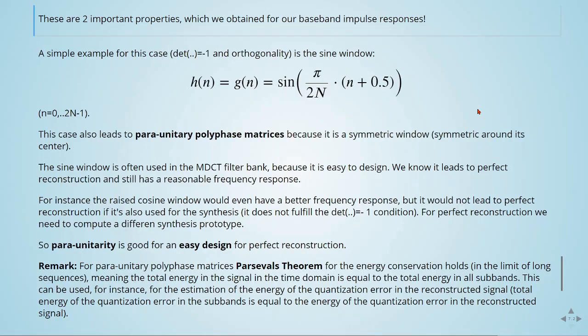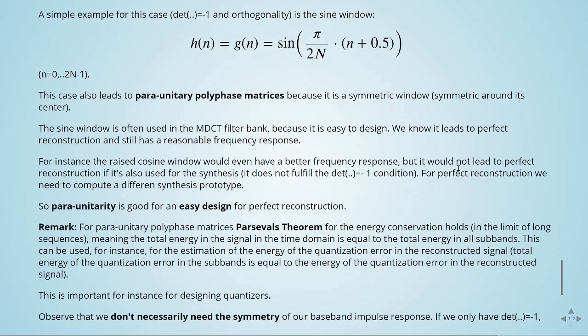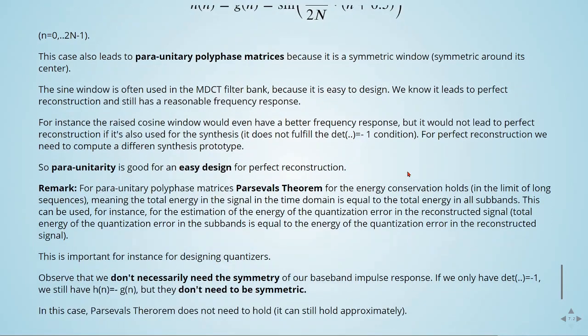For instance, the raised cosine window would even have a better frequency response, but it would not lead to perfect reconstruction if it's also used for the synthesis. So it does not fulfill the condition that the determinant should be equal to -1. For perfect reconstruction, we need to compute a different synthesis prototype. So para-unitarity is good for an easy design for perfect reconstruction.